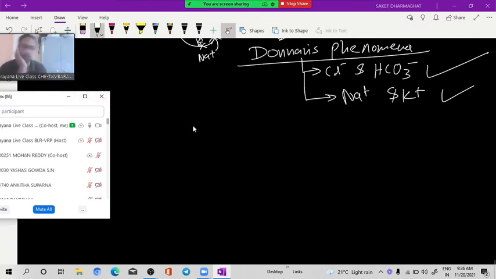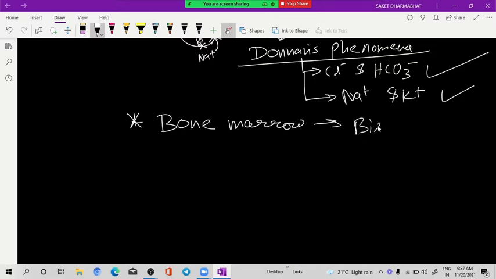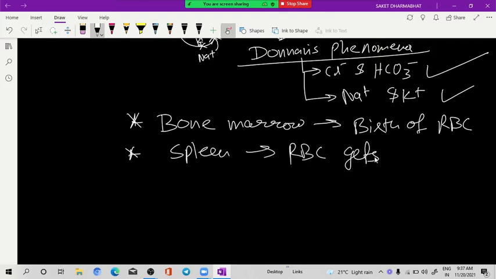Now, next we are going to talk about hemoglobin. One thing: where does the birth of RBC take place in an adult human? Bone marrow. Very good. Where do they get destroyed? Spleen and liver. RBC gets destroyed there. So that's why the spleen is called the graveyard of RBC.